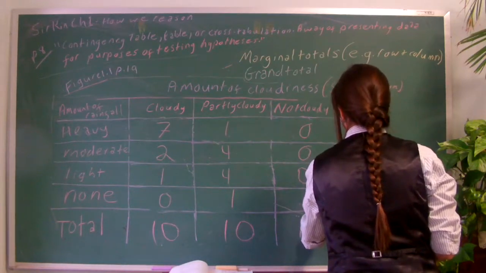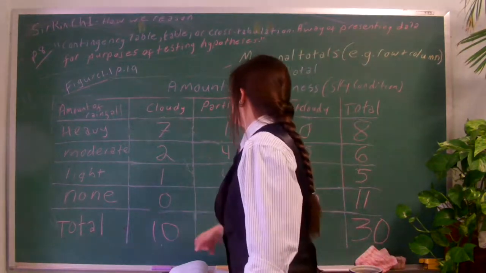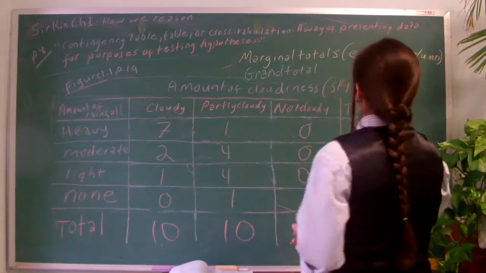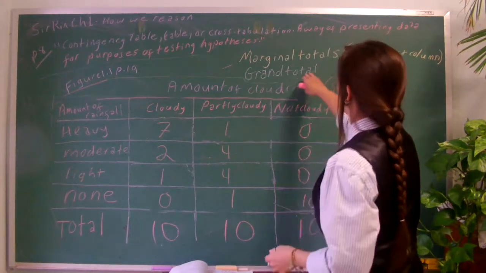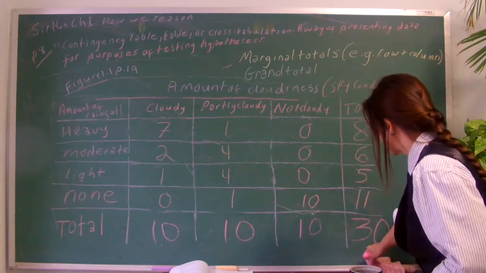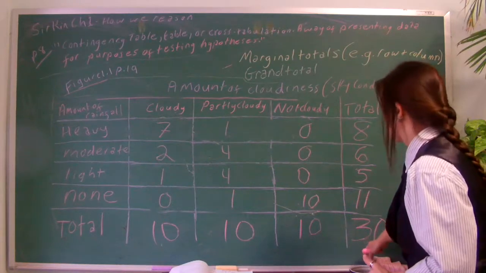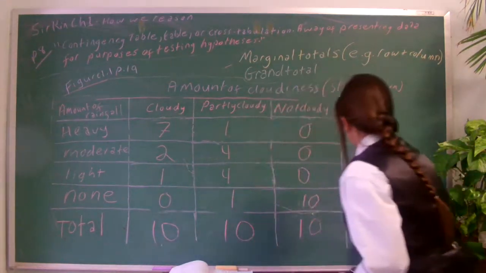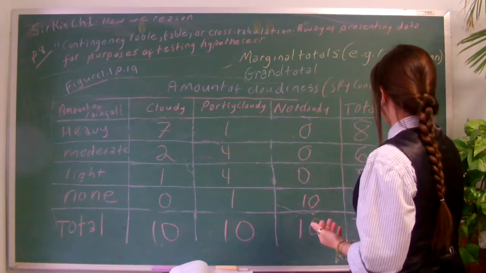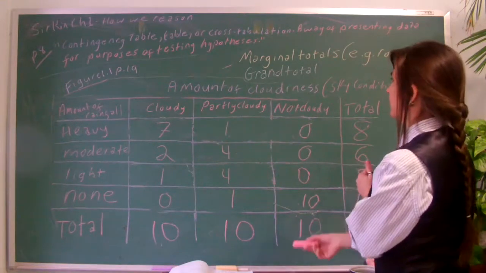Hey, wait a minute here. In his 30 days, by chance, there were 10 cloudy days, 10 partly cloudy days, and 10 not cloudy days. That's what this means when you're looking at it. And then grand total. What's grand total? Well, grand total is this little number in the corner here. 10 plus 10 plus 10 equals 30. And when you add these up too, 8 plus 6 plus 5 plus 11 equals 30. So your grand total is 30 there in the corner.